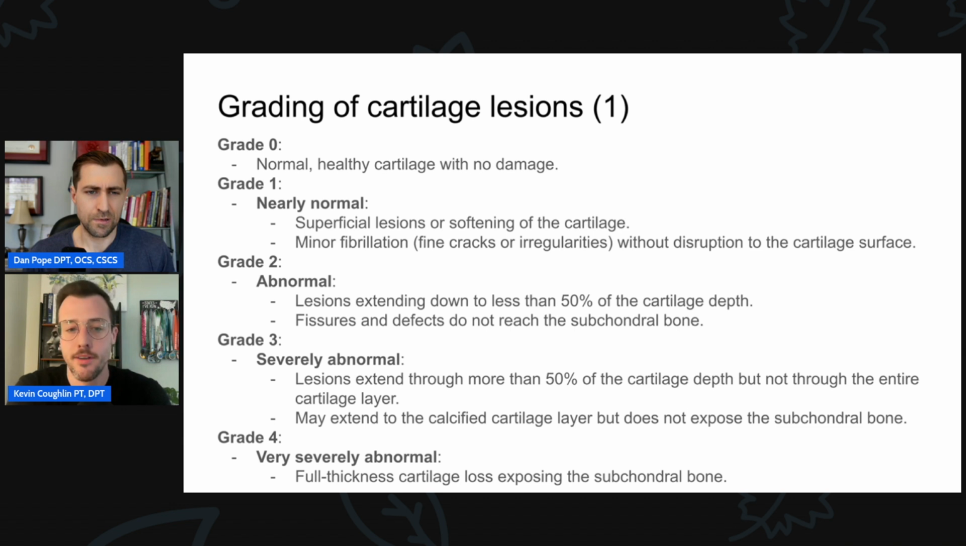So grade 3 is what they consider severely abnormal. So here, lesions extend through more than 50% of the cartilage depth, but not through the entire cartilage layer. It may extend to the calcified cartilage layer, but does not expose the subchondral bone yet. And then grade 4 is very severely abnormal. So here we have a full thickness loss of cartilage exposing the subchondral bone.